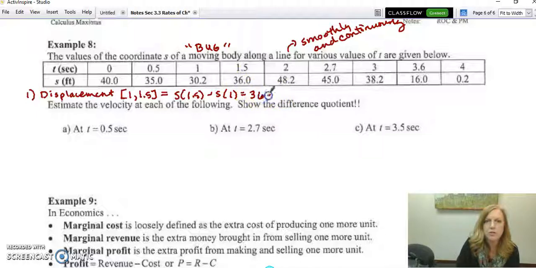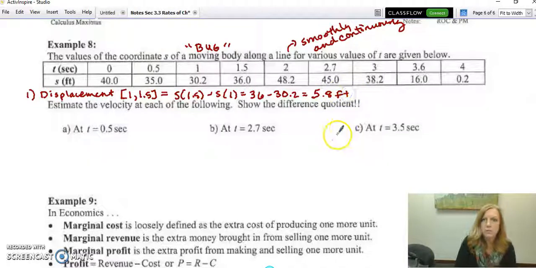So we would pull our 36 minus 30.2. And let's assume that this is a calculator problem, and you would just go ahead and type it into your calculator and get your 5.8. And the units of that would be feet for this problem.